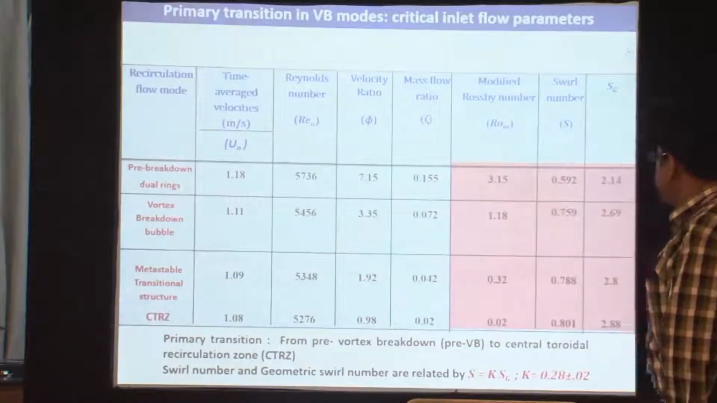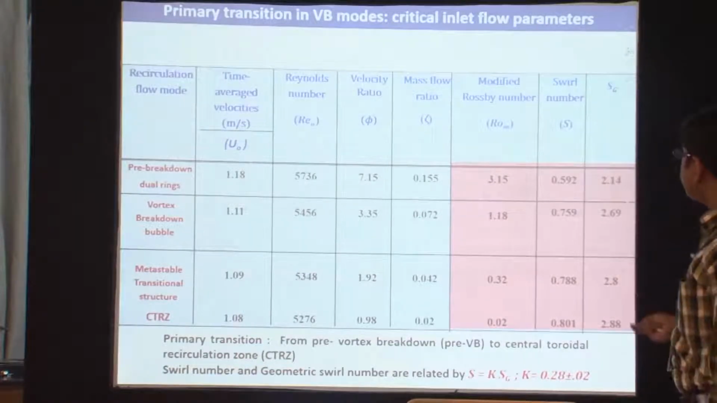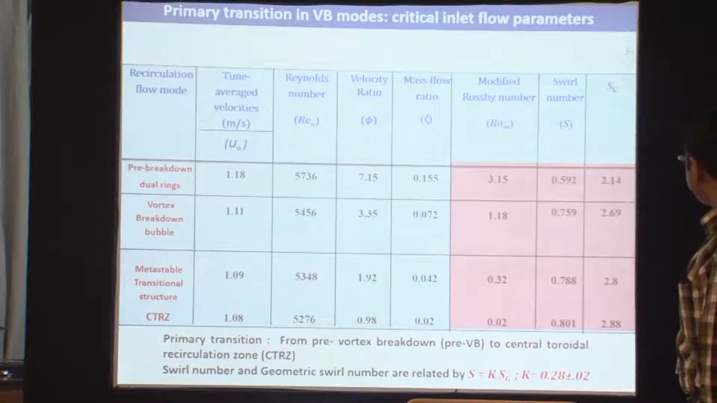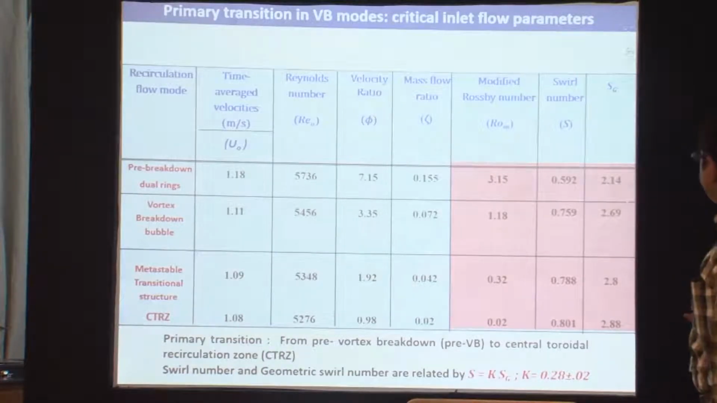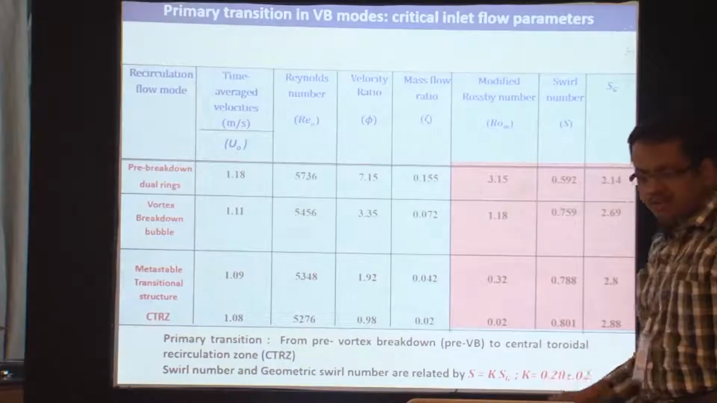The sample space, if we show, has some time-averaged velocities. These are the corresponding Reynolds numbers. This is the velocity ratio. This is the modified Rossby number. This is the swirl number. If we look at the primary transitions, which I will show in the next slide, you find that the Rossby number varies from larger than 1 all the way down to 0. And we will see what the structure exactly looks like. The swirl number variation is not that much. It varies within a particular order.